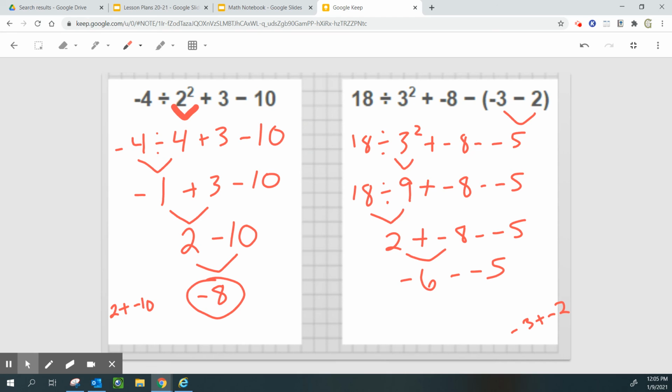And then last but not least, I got this problem right here. Again, I'll kind of go and change it to addition. So I have negative 6 plus positive 5. Signs are different, so I subtract. The 6 is the bigger digit, so it's a negative 1 for my answer. And that's the idea of how that works.